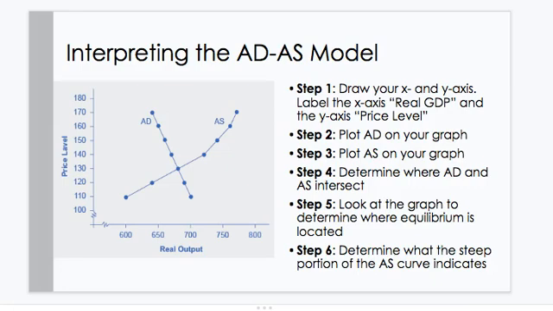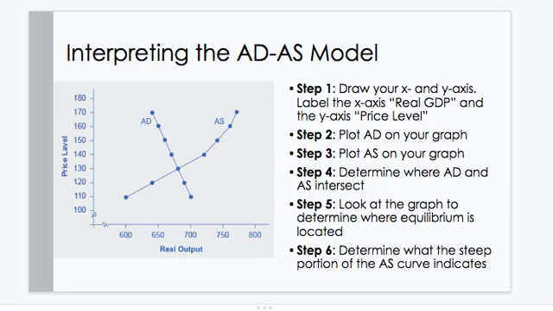Interpreting the AD-AS model. Step 1, draw your X and Y axis. Label the X-axis real GDP and the Y-axis price level. Step 2, plot AD on your graph. Step 3, plot AS on your graph. Step 4, determine where AD and AS intersect. Step 5, look at the graph to determine where equilibrium is located. Step 6, determine what the steep portion of the AS curve indicates.